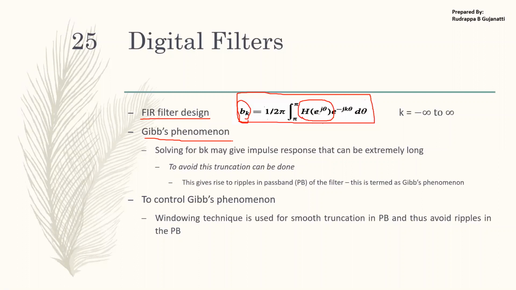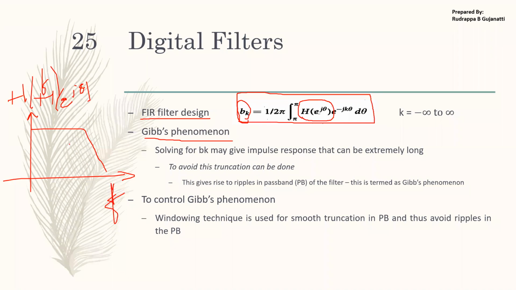Now, why do those ripples happen to be present? For example, if this is a low pass filter, I intend to have some response of this kind. Say this is H of e raised to j theta, in the frequency domain. For simplicity, it is H of f, and this is f. So this is the frequency response of the filter you have designed. Now, when we are designing an FIR filter, the number of coefficients required to represent the filter can be very high.